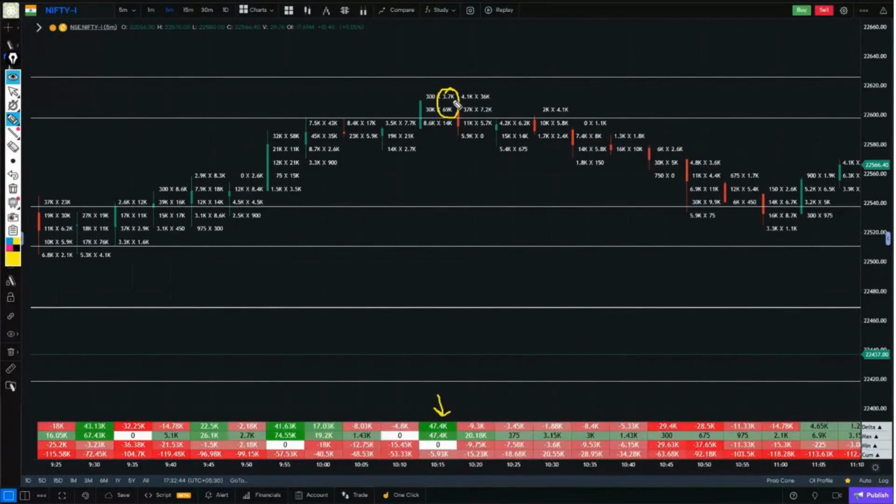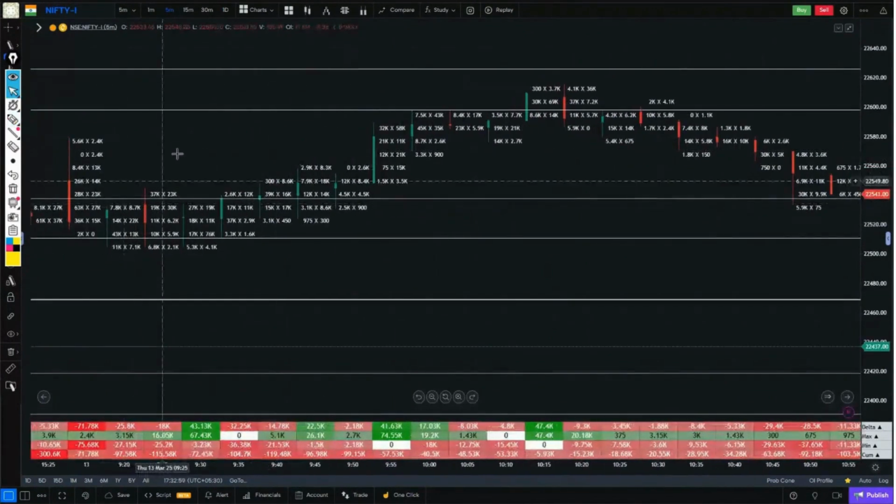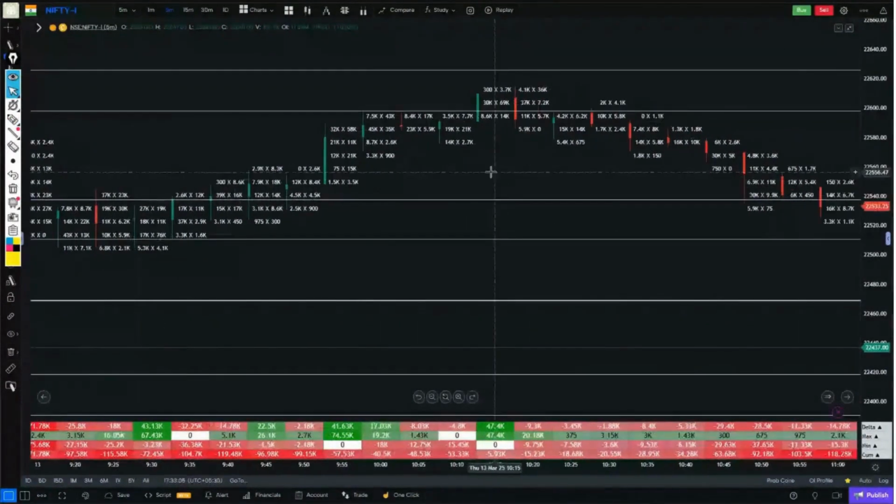Where are more buyers? Here, the most buyers. What happened here? After this buying activity, the market stayed down. Selling was happening after the first two candles, but then it broke to the upside. So selling occurred. But why did the market go up? Because the selling was absorbed here, buying activity took place.